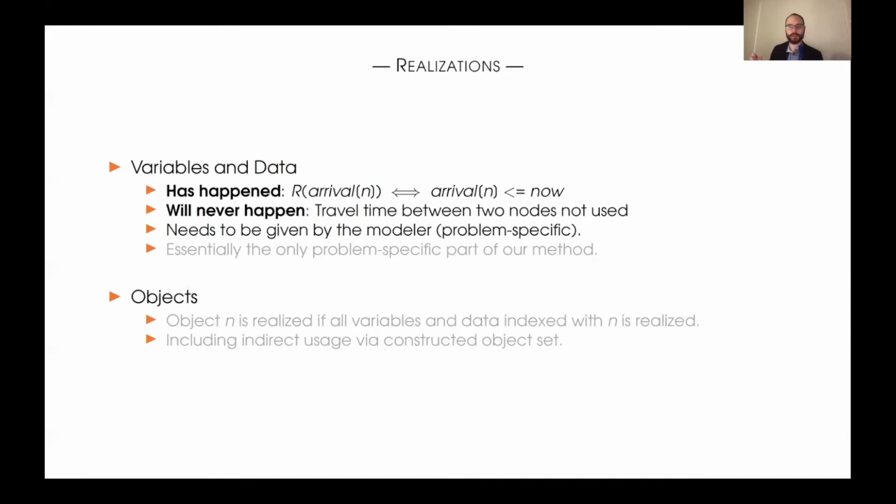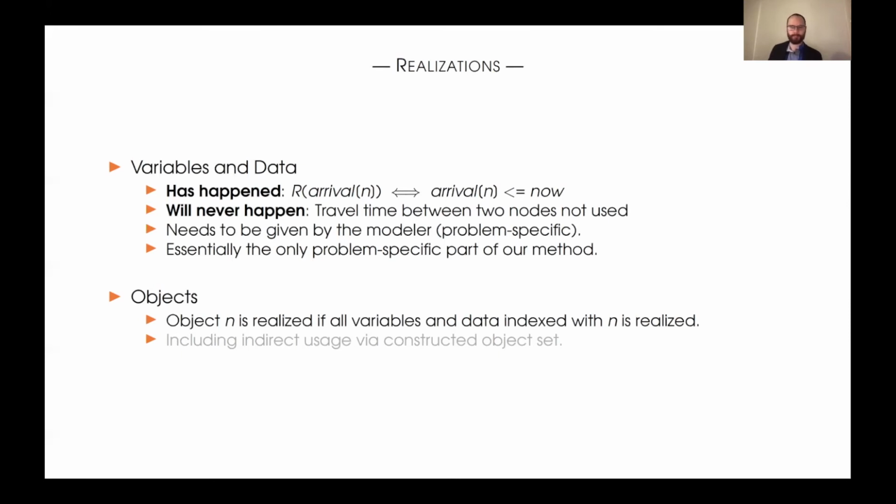This needs to be given by the modeler. This is problem-specific, because some of these details are really nuanced and you require expert knowledge of what these parameters represent in the real world. So it becomes quite tricky here. But if you're a modeler, it should be quite easy to think of this and realize, yeah, this is the criteria for this being realized, and this is the criteria for that being realized. As I said, essentially the only problem-specific part.